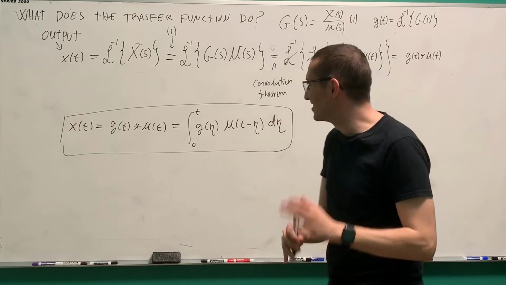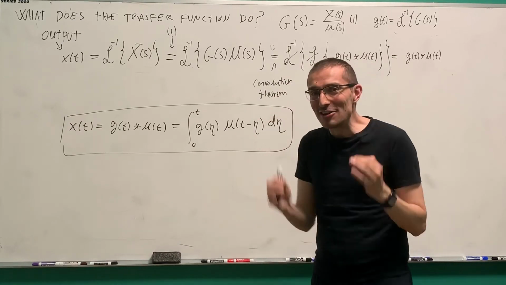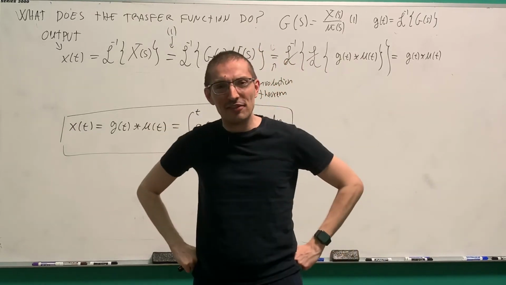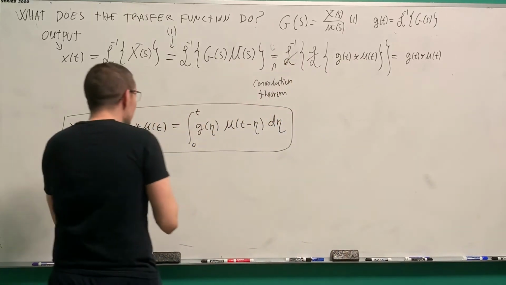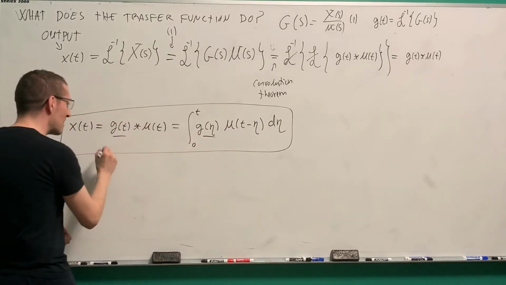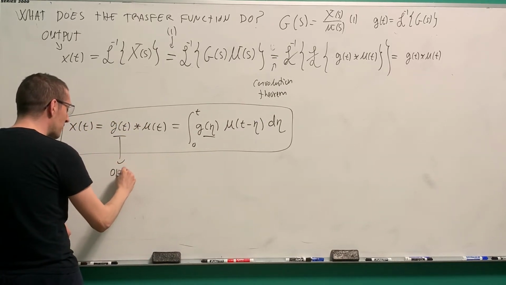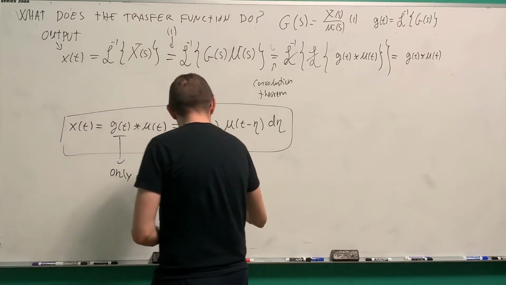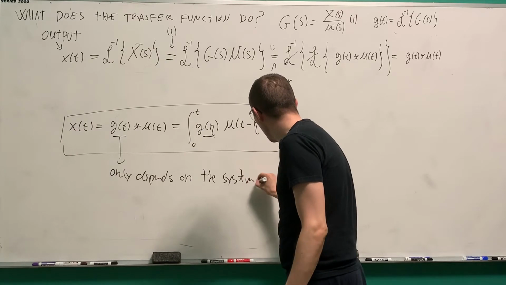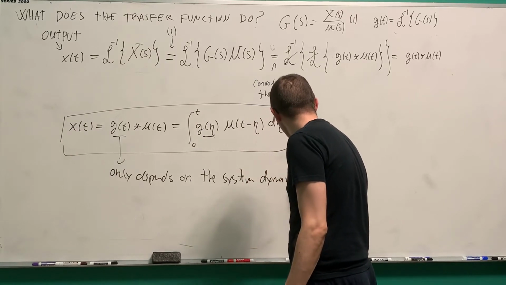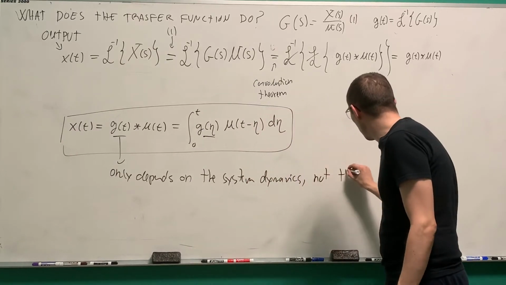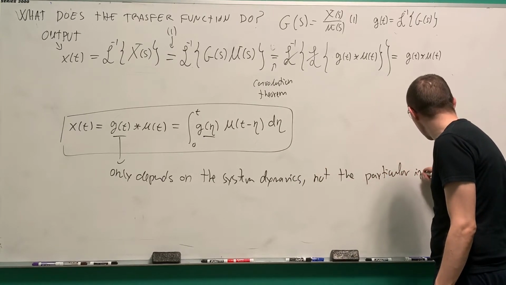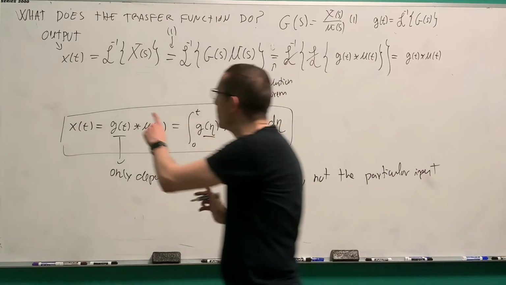So let's think again about it. The transfer function is an object that says, okay, give me your input. I'll do the convolution with myself, and I'll give you the output. And you see, this thing, the transfer function, only depends on the system dynamics, not the particular input. So the solution depends on the particular input.